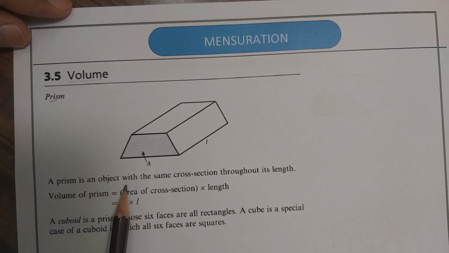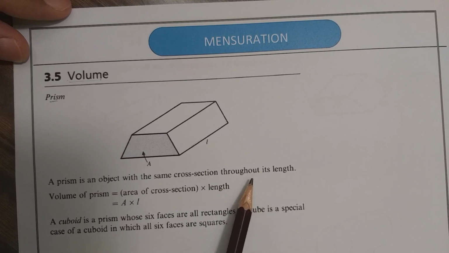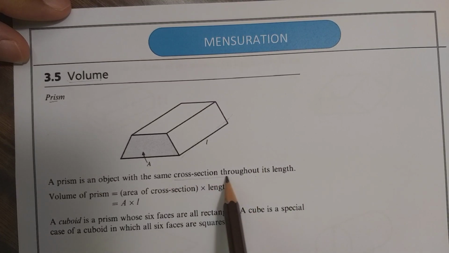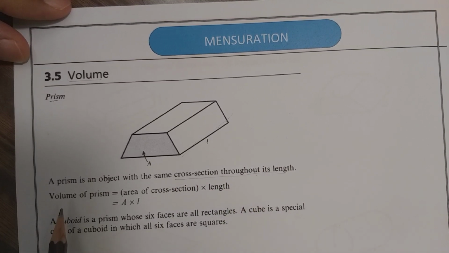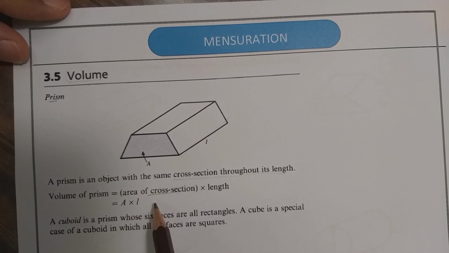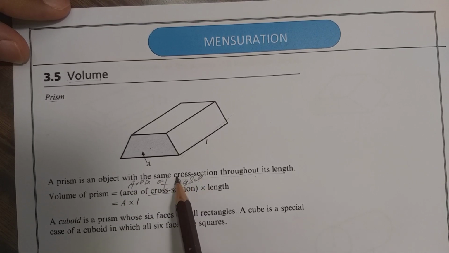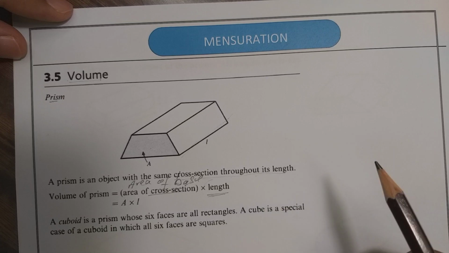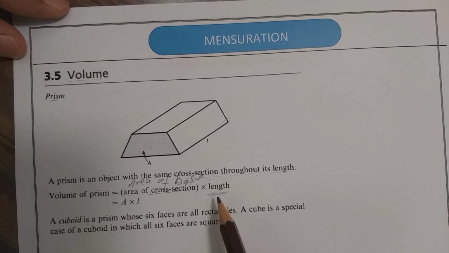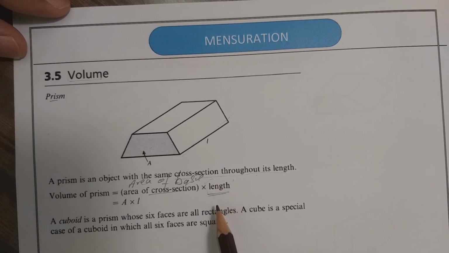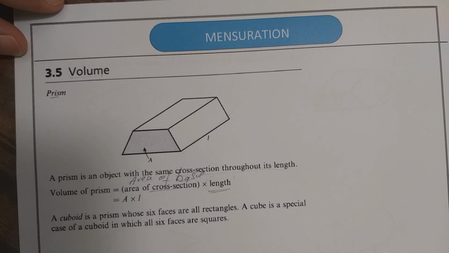So a prism is an object with the same cross section throughout its length. Whatever the length, it is this cross section, all the same thing. So the volume of this prism or any prism is the area of cross section, or you can say area of base, times the length. Sometimes you can say the height. It's the same thing. Either we can say the length or the height. In some objects, rather than length, you will say the height of that object.